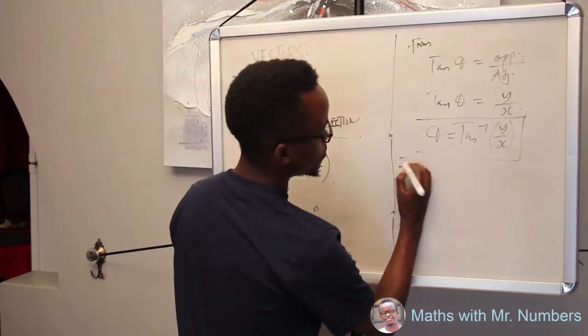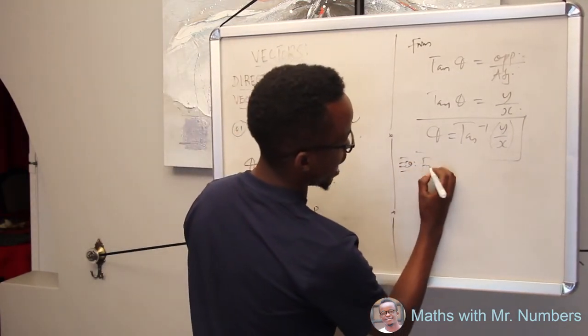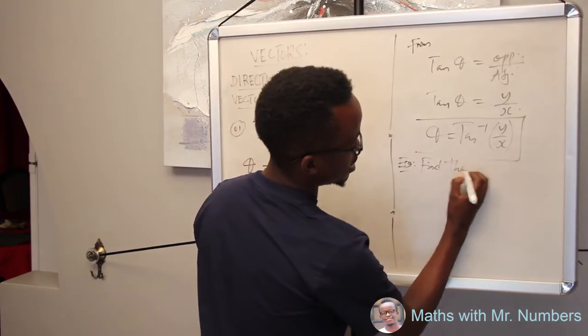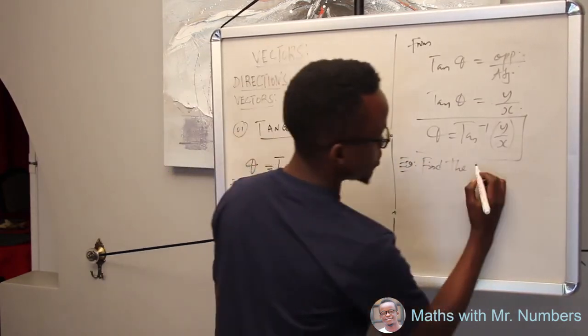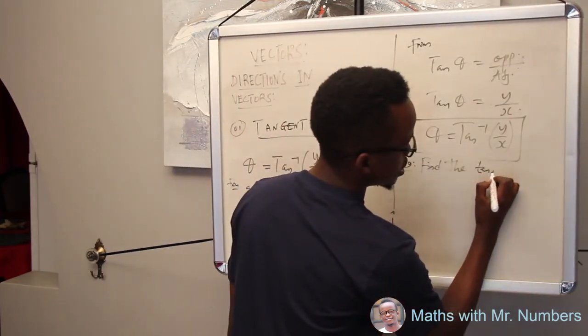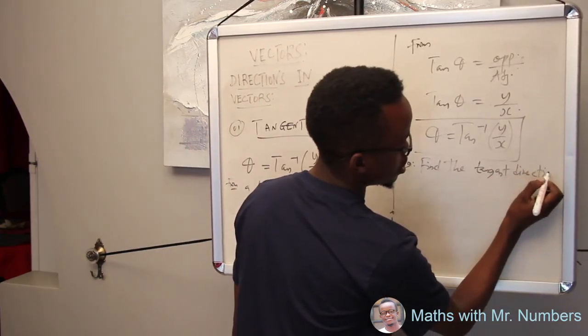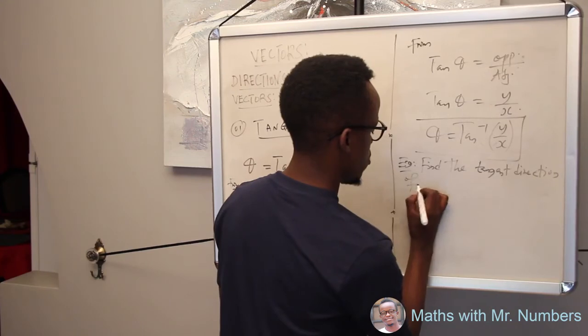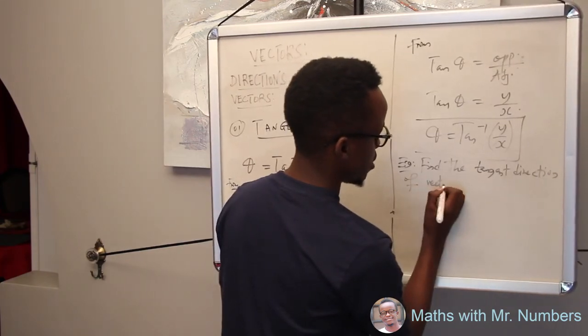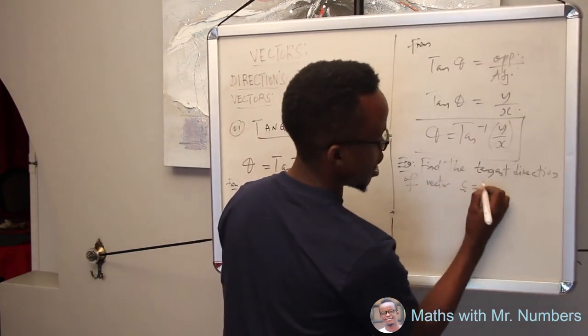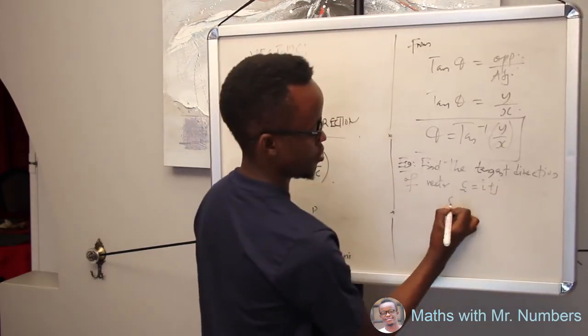For example, find the tangent direction of vector c equals i plus j.